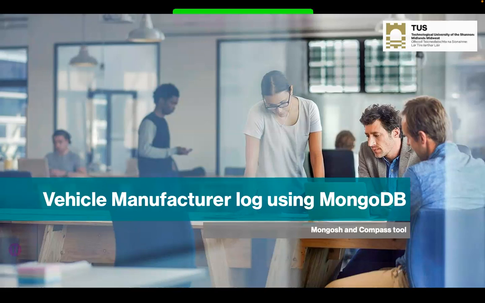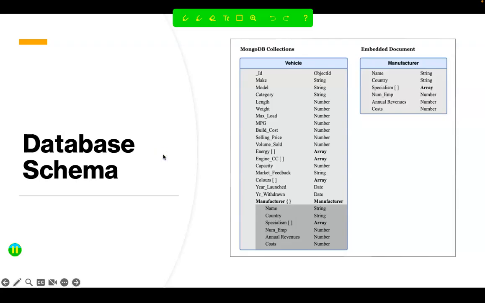So before going into the query, let's have a look at our database. Our database contains information about various types of vehicles including cars, buses, trucks and motorcycles. The vehicles collection has several fields, including make, model, category, which is of string type, and some fields which have a numeric type like length, weight, maximum load, mileage, build cost, and so on.